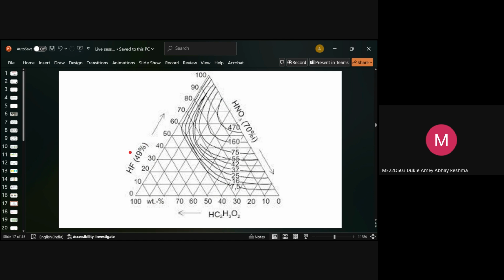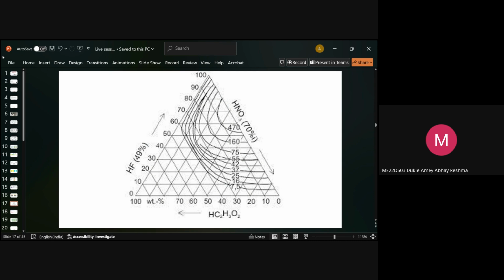So basically, this is the concentration. The concentration will be 49% HF, 70% HNO3, but the weight percent: for 70% HNO3, you mix 70% nitric acid and 30% water. So you will make that solution. You'll have a hydrofluoric acid solution that will be 49% hydrofluoric acid, 51% water, and you'll have the acetic acid solution, and then you mix all three. Depending on this, so only.